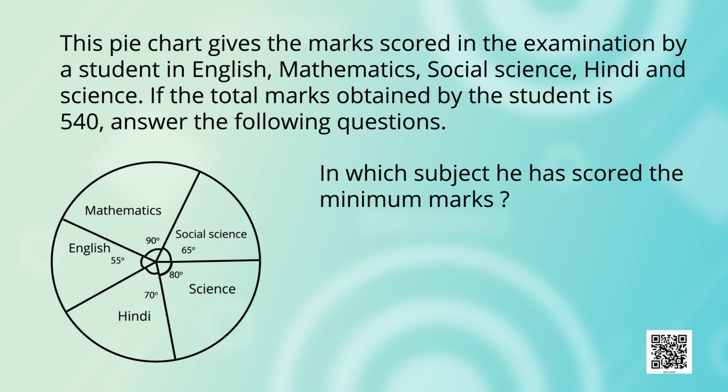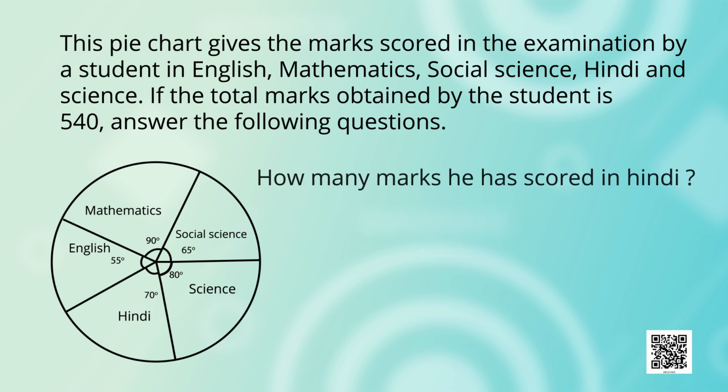In which subject has he got minimum marks? Yes, it is English. How many marks has he scored in Hindi? Children, you can see the sector corresponding to Hindi has a central angle of 70 degree. So this will give us a fraction 70 degree upon 360 degree, which is equal to 7 upon 36. Now 7 upon 36 into 540 gives us 105 marks. So the score obtained in Hindi is 105 marks. I am sure you will find the score of other subjects also.